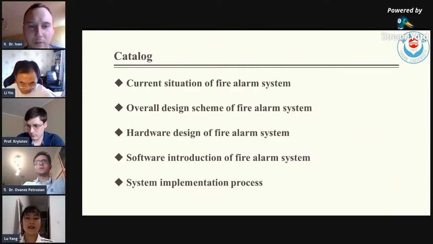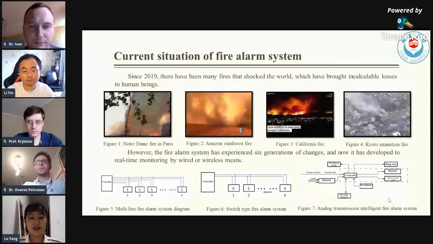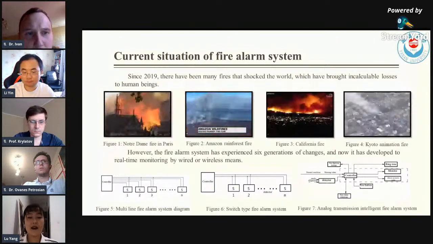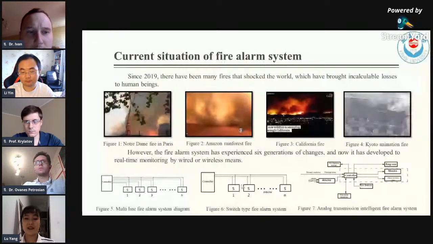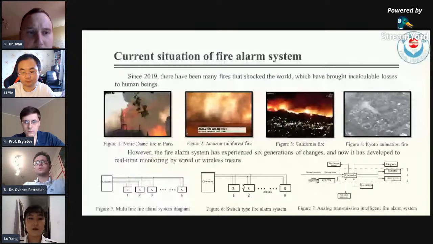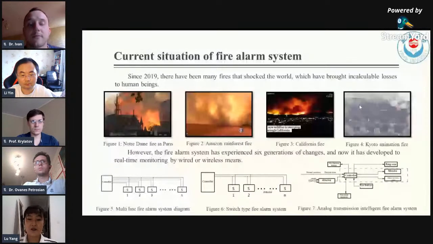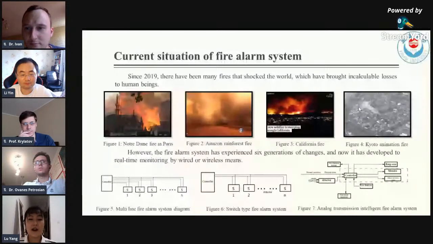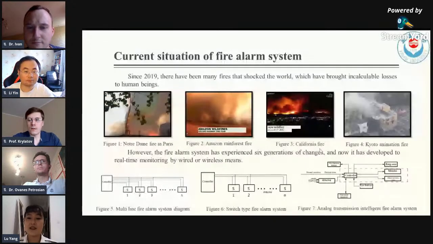This report is mainly divided into 5 parts. The first part introduces the current situation of fire alarm systems. As we all know, there were many large fires that shocked the world in 2019. We can see from these 4 pictures that the fire is raging, causing great economic losses to people. But the fire alarm system has gone through 6 generations of development from the beginning to the present.